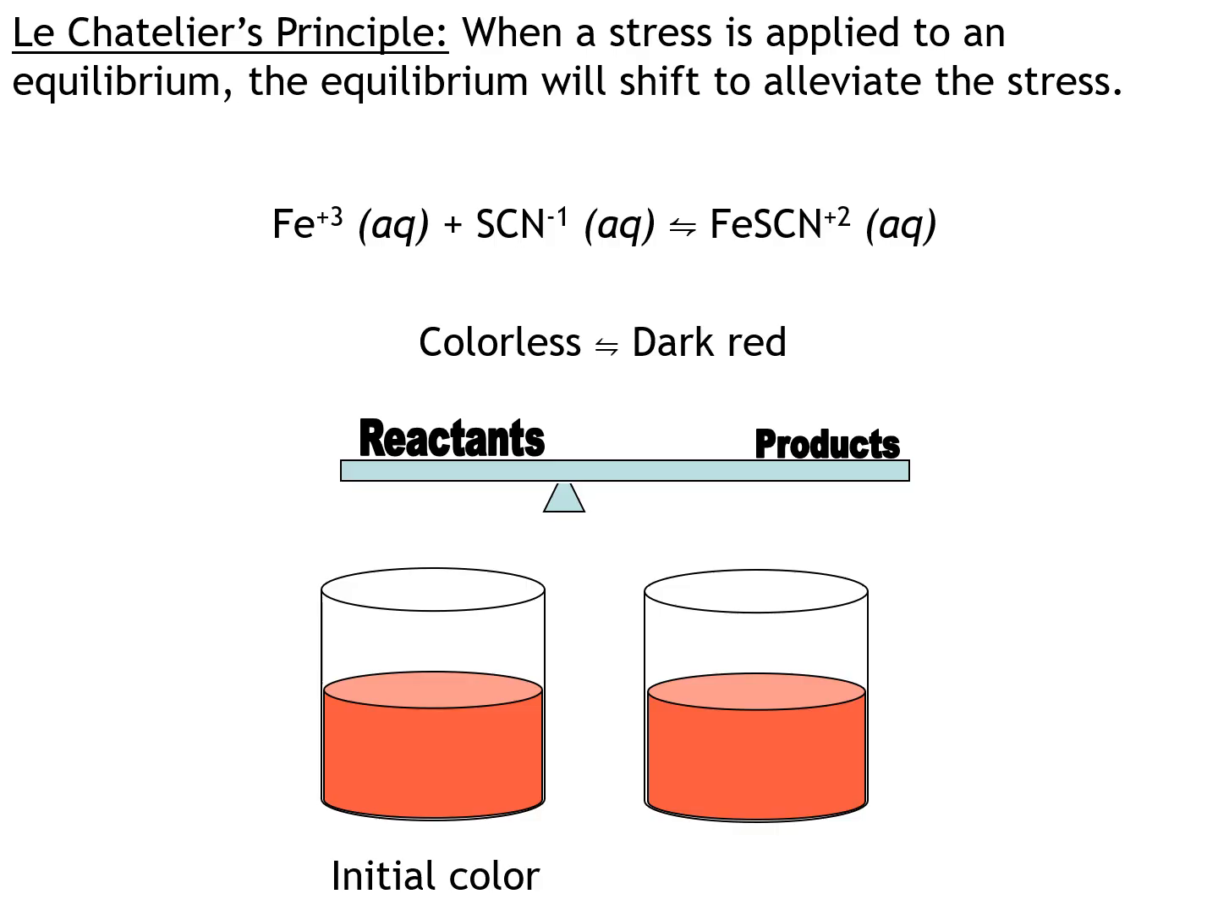So the principle that is used in order to explain why reactions do this is called Le Châtelier's principle. It says when a stress is applied to an equilibrium, the equilibrium will shift to alleviate the stress.